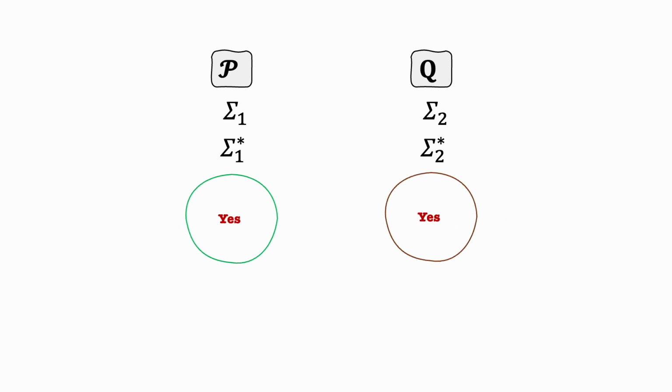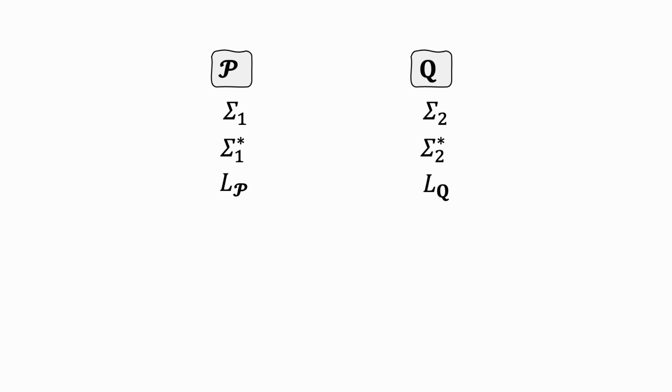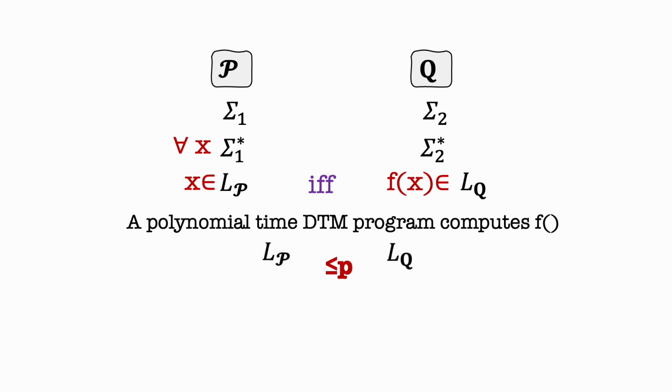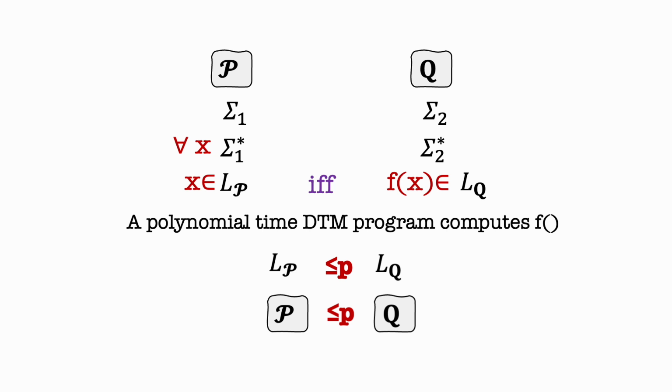Let us say we have two decision problems P and Q. We use a set of symbols to encode them. For each problem, there is a set of strings that represent the yes instances. These are called LP for problem P and LQ for problem Q. Now, suppose there exists a deterministic Turing machine that computes a function f, and for all inputs x belonging to sigma 1 star, it satisfies x is an element of LP if and only if f(x) is an element of LQ. This means that LP is polynomial time reducible to LQ, which in turn implies that problem P is polynomial time reducible to problem Q.